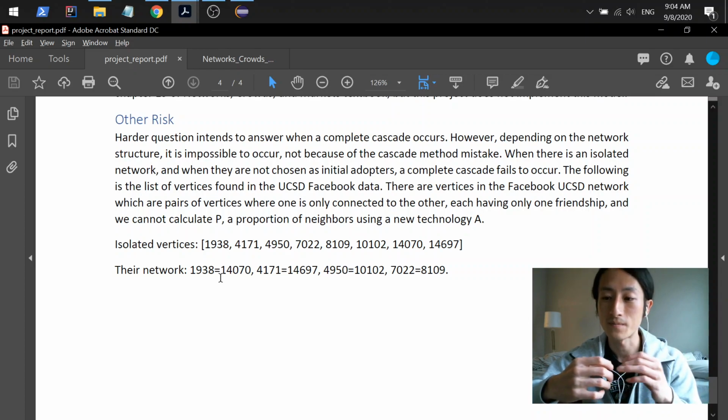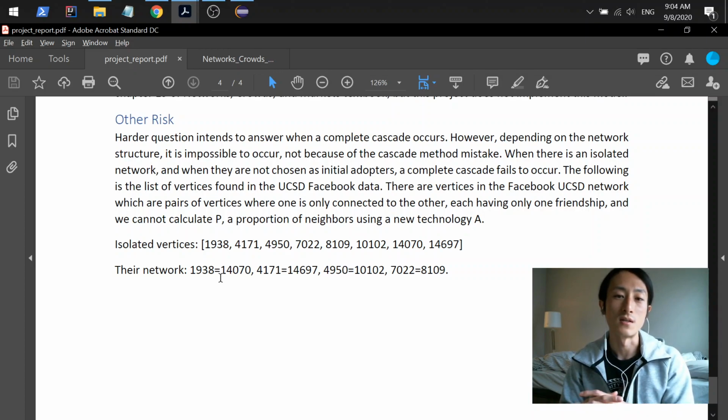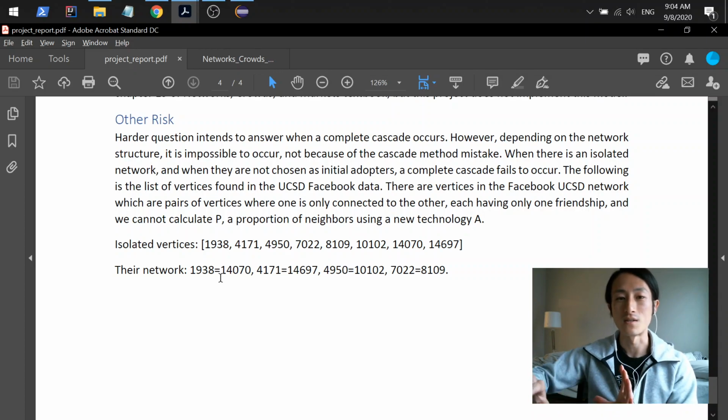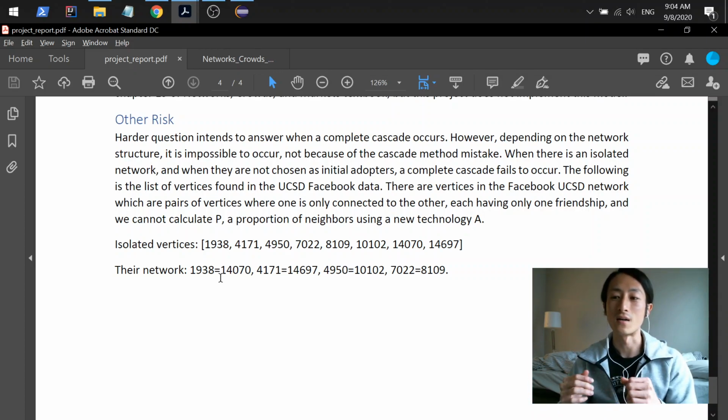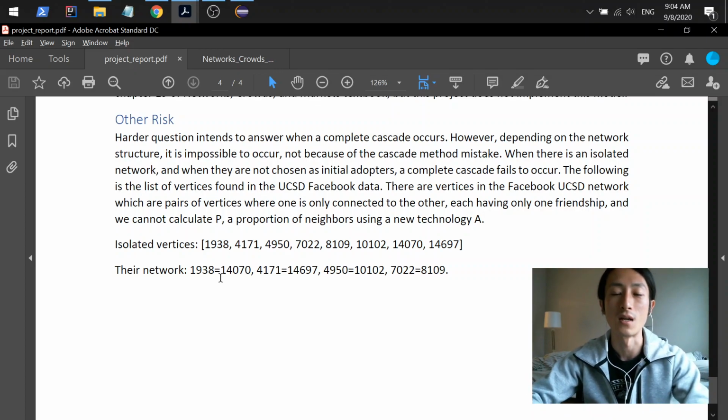So that is why, if those people are not chosen as initial adopters of A, the cascade algorithm simply cannot reach them because they're isolated. That is why I cannot diffuse the technology to the entire network. That is why we saw 0.99.